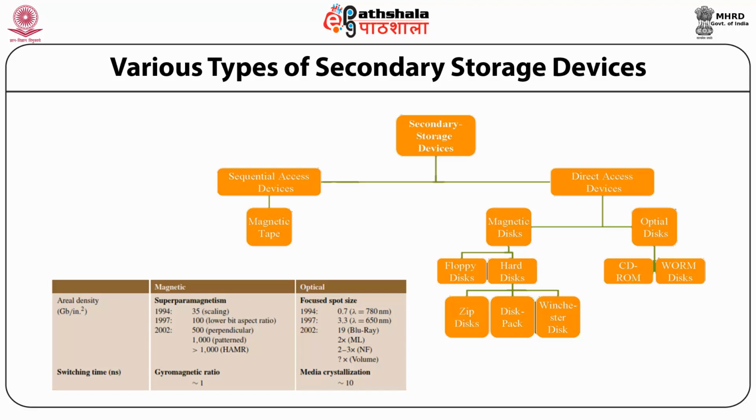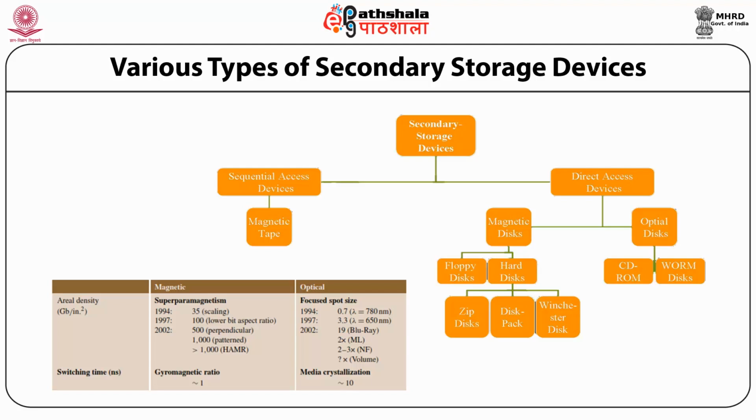Let us talk about magnetic disk. Magnetic disk is another type of secondary storage device known as random or direct access, as it permits direct accessing of data. An individual disk is a circular metal plate coated on both sides by ferrous oxide material.